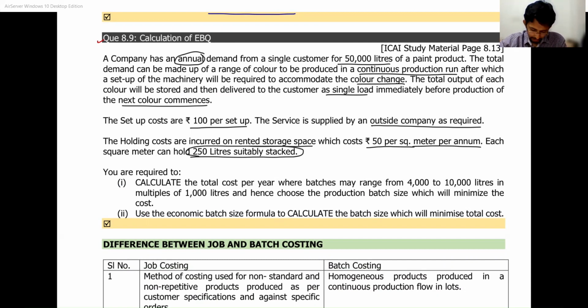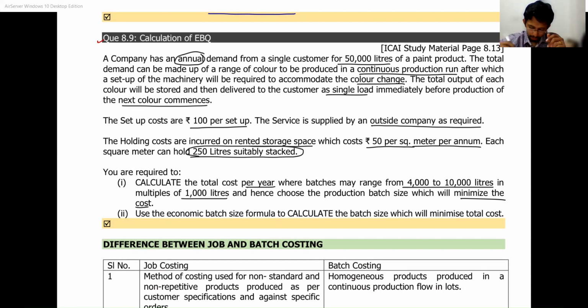Now, what is the requirement? The requirement is to calculate the total cost per year, where batches may range from 4,000 to 10,000 liters in multiples of 1,000 liters, and hence choose the production batch size which will minimize the total cost. So the batch size may vary from 4,000 to 10,000 liters. It could be 4,000 or it could be 5,000, 6,000, 7,000, 8,000, 9,000, or even 10,000. So for each of these batch sizes, what is the total cost that you are incurring? That is what you have to find out.